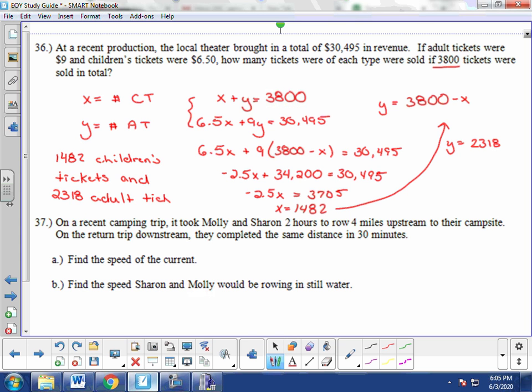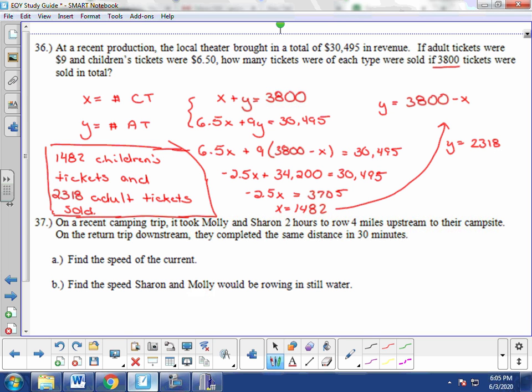So if we do have a problem with some context, make sure that you go ahead and put your answer back into that context. So don't just leave it as x equals and y equals. We want to explain what those variables x and y are.